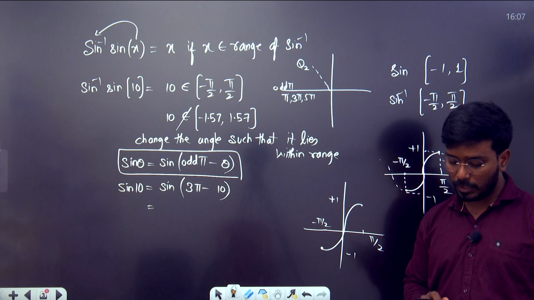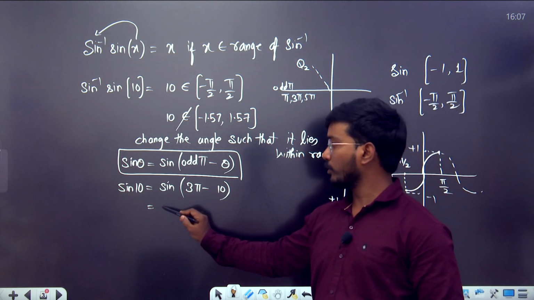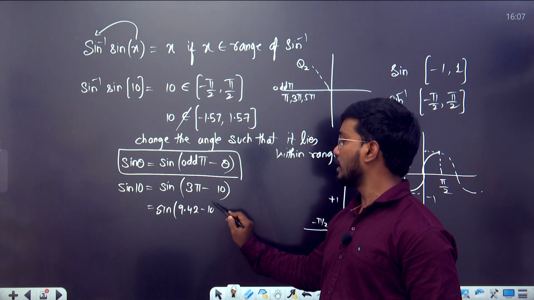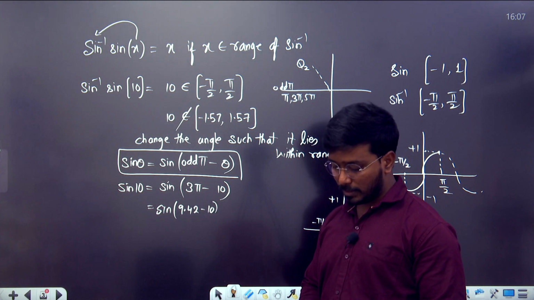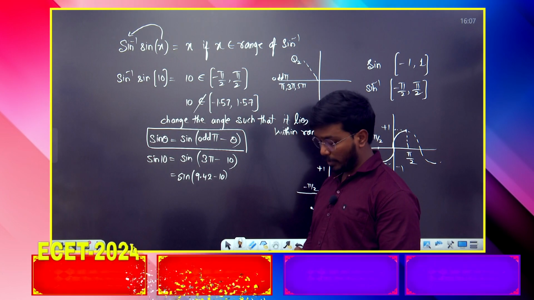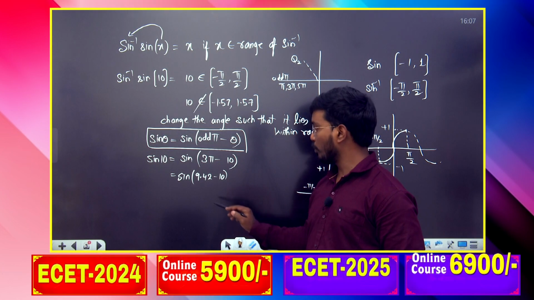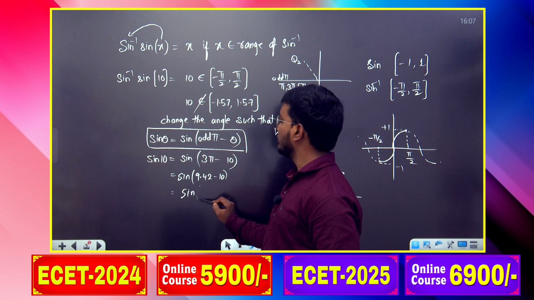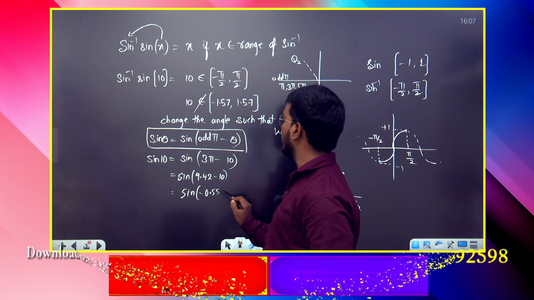3.14 times 3, it is 9.42. Okay, so it can be written as 9.42 minus 10. So what is it going to become? Minus 10 now, that is 0.58. 9.42 minus 10, that is 0.58. So now your answer is sine of minus 0.58.